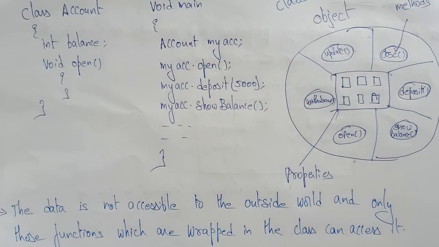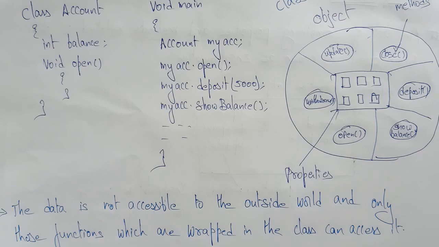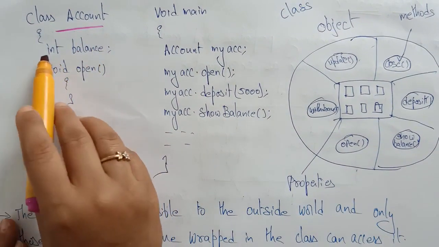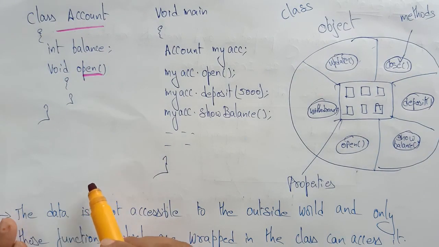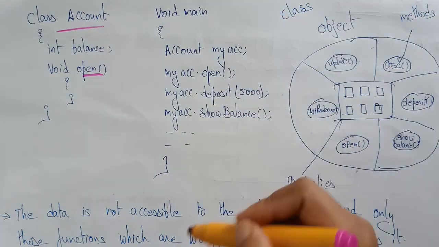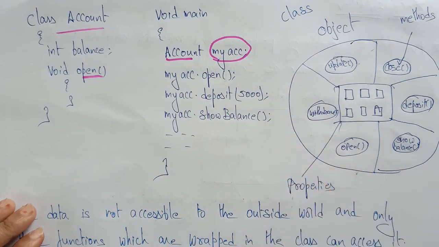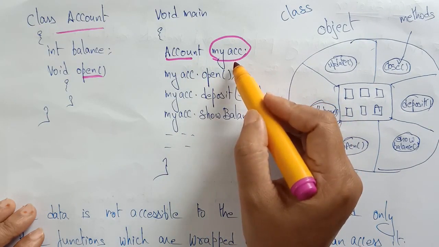Now let's see this example, where I am taking one class. The class is created, and the class name is Account. The Account class has some variables, like int balance, and one function, open. Now in the main function, we are going to create one object of the class as myAccount. So I am creating one object for the class. myAccount is an object.